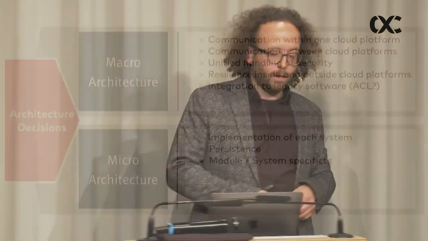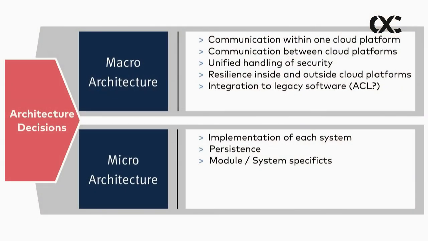Now, to summarize those things, before I get into questions and hopefully answers from my side, one thing I would take a very close look at is what we often refer to as macro architecture. I think you need to make a decision for communication inside of one of those cloud platforms. How do you want to communicate there? What do you allow your teams to do inside of that platform? That's the one thing. The next dedicated decision I would want to make in a hybrid cloud scenario is, how do I want to work in terms of communication between different cloud platforms? What do I allow there?